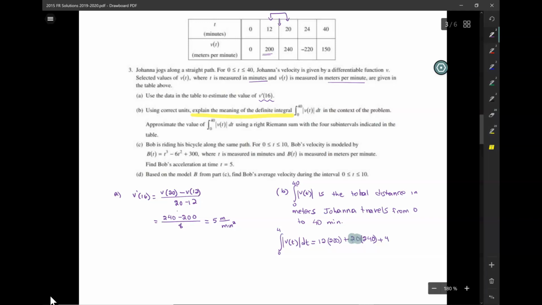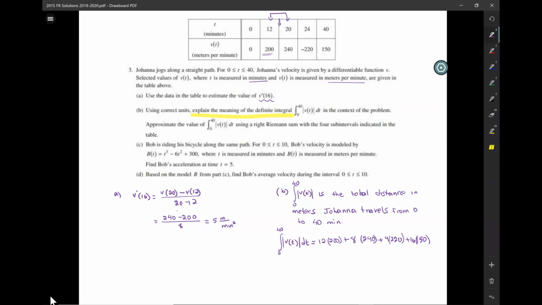Also, you put the intervals from 0 to 4. Is that because there's 4 subintervals, or did you mean to write 40? 40. Okay. The absolute value applies to each individual one. The point of this problem is that each individual point has to be positive. So they're looking for, did you switch that 220 to positive 220?